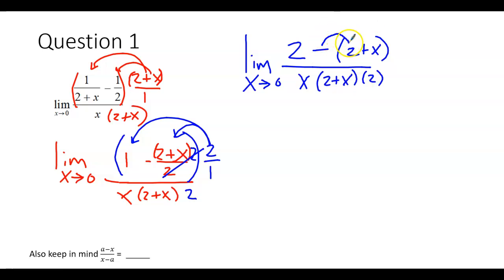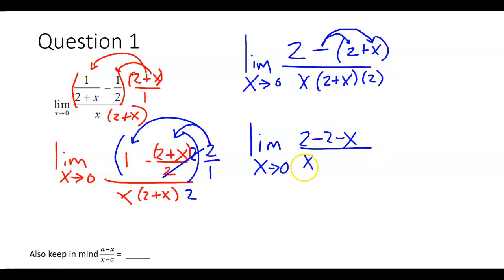So first thing I need to do is distribute this negative, and that's why those parentheses are helpful in that particular situation. So if I distribute that, I'm going to end up with the following: 2 minus x over x times 2 plus x times 2. And then these cancel out. So there they go.